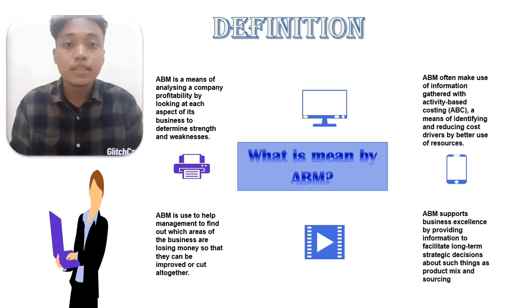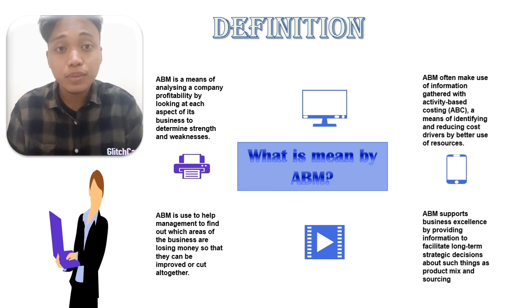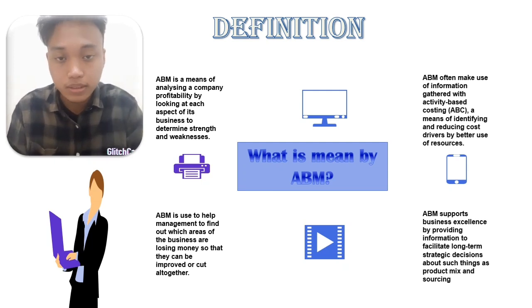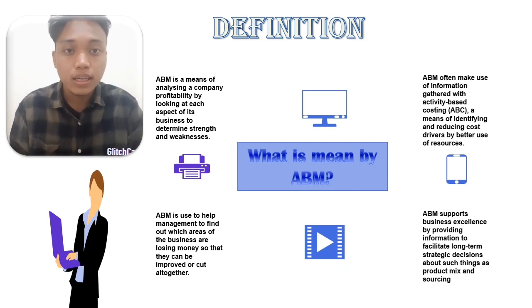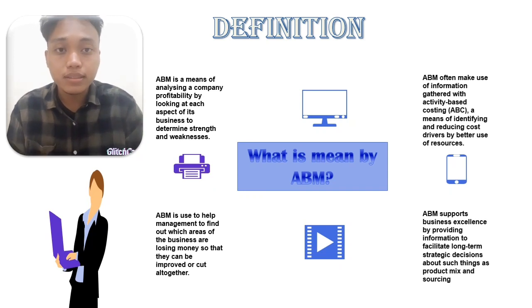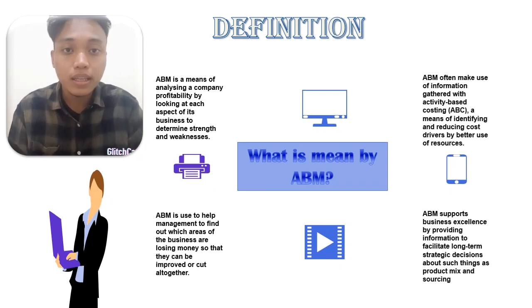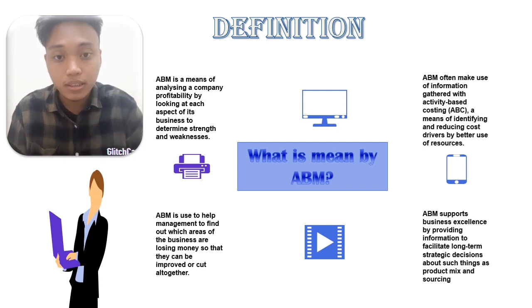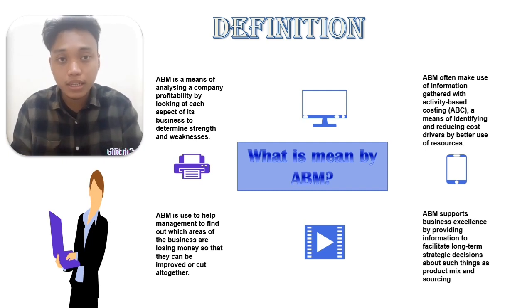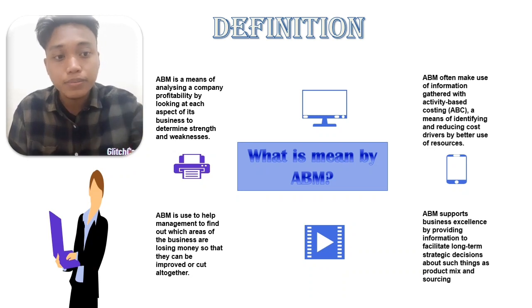I will say that ABM will support business excellence by providing information to facilitate long-term strategic decisions about such things as product mix and sourcing. It helps a new product designer to understand the impact of different design on cost and feasibility, and then to modify their design accordingly. Okay, so we move to the next slide, which will explain about the objective or the reason why ABM exists.